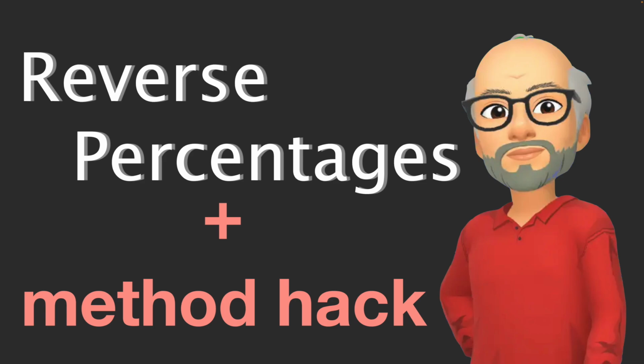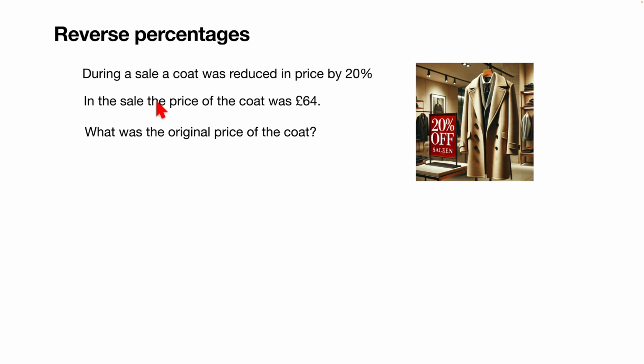Reverse percentages, that's when you know the answer, you know the new price, and you know the percentage increase or change, and you want to find out what the old price was. Here's an example. During a sale, a coat was reduced in price by 20%. In the sale, the price of the coat was £64. What was the original price of the coat? So we know what it becomes, we know what change happened, we need to find what the old price was.